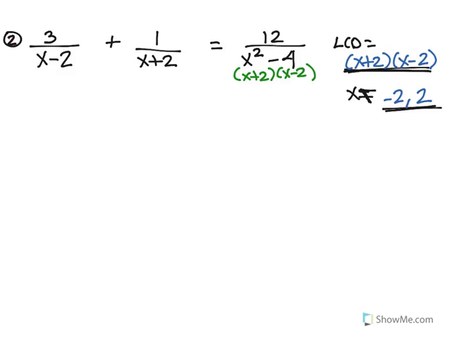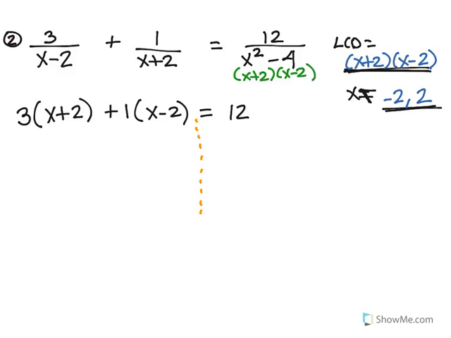So that means 3 has to be multiplied by which one of my LCDs? X plus 2. Very good. 1 is going to be multiplied by who? X minus 2. Awesome. And who's going to be multiplied by 12? Neither one, because they both cancel out, because it has both of them. Does that make sense? Does everyone see how we cancel those bottoms out? Awesome. Now you've got a regular equation.